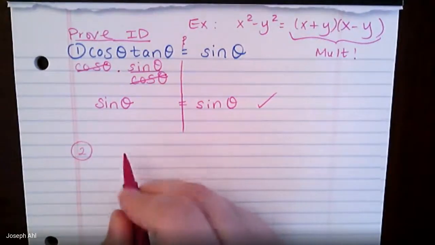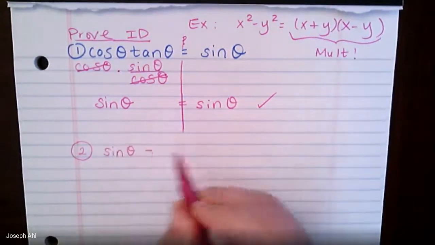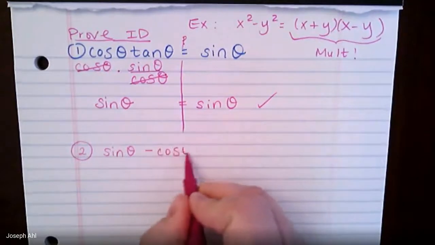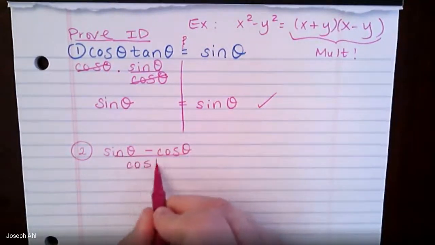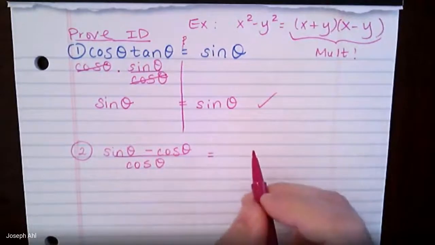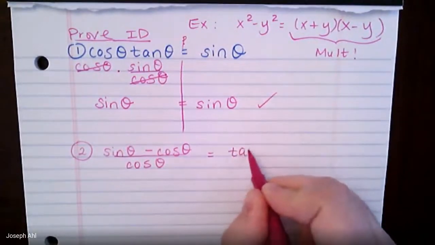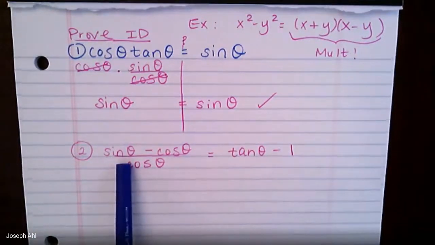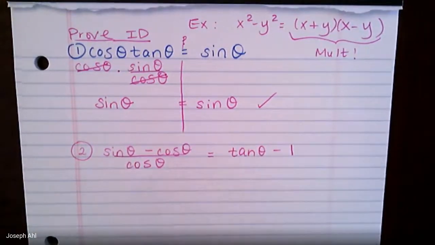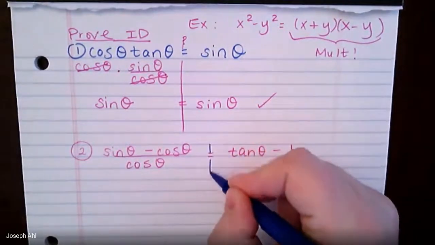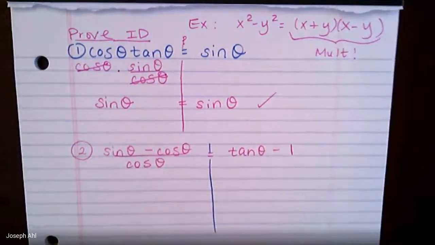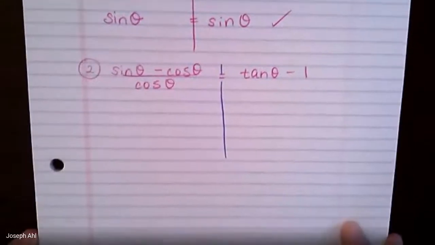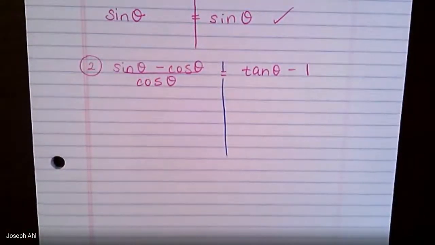The next example in the notes is sine theta minus cos theta, all divided by cos, equals tan theta minus 1. It might be tempting for you to say, let's multiply both sides by cos theta, I don't like that we're dividing by it. In an identity proof, you're not allowed to do that. Again, this equals sign is really a big question mark right now. We don't know yet that these 2 things are equal. It's our job to prove that.